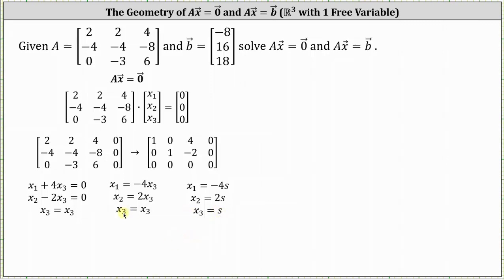Which means the solutions to the homogeneous equation are all the vectors x, where x sub 1 equals negative 4s, x sub 2 equals 2s, and x sub 3 equals s. Factoring out the s, we have vector x equals s times the vector negative 4, 2, 1. Which means the solutions to the homogeneous equation are all the vectors x that are scalar multiples of the vector negative 4, 2, 1. Let's take a look at this graphically.